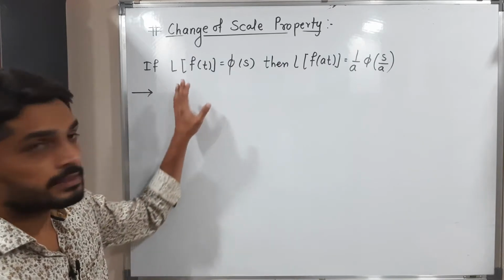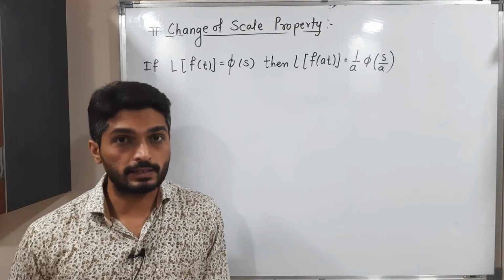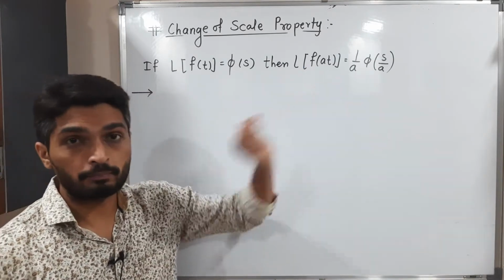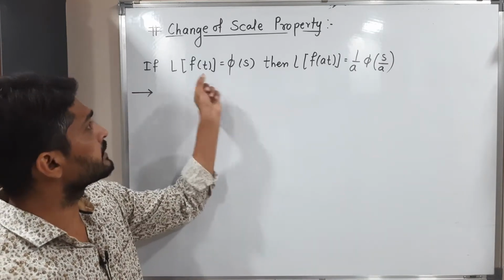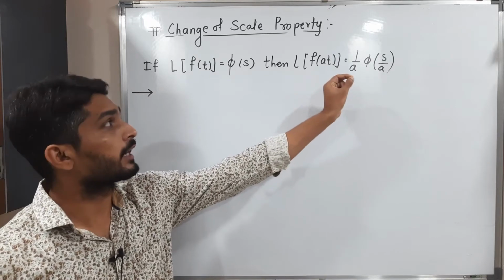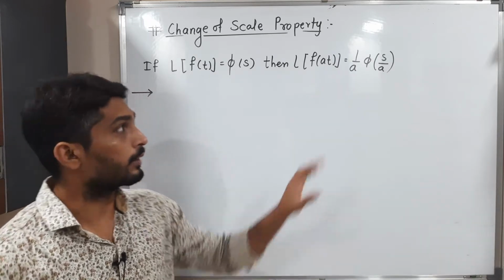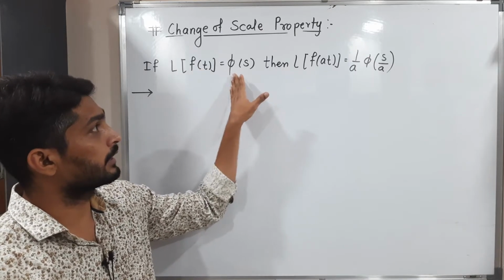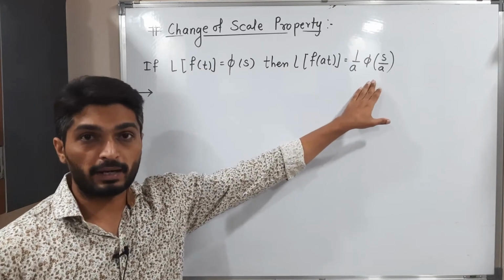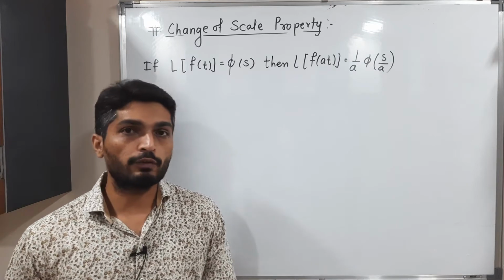This property says if L of f of t is phi of s, then L of f of at is 1 by a phi of s by a. That means if you multiply this t by a, then the final answer will have the constant 1 by a. And whatever the Laplace of f of t, we have to replace s by s by a. So this thing we have to prove.